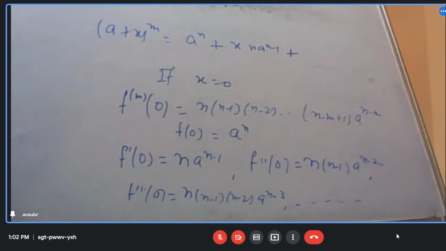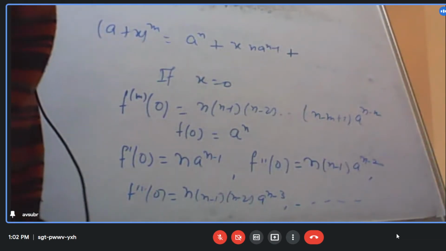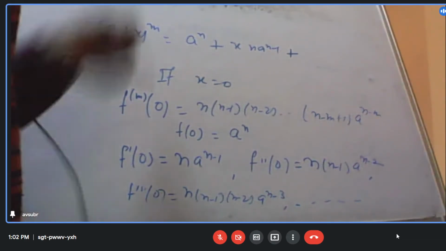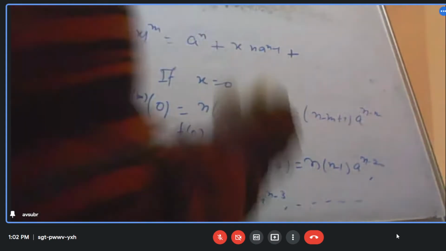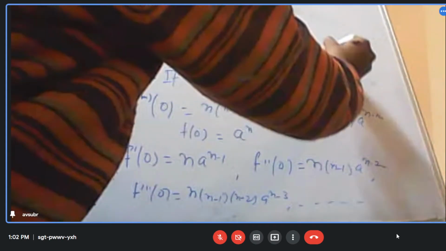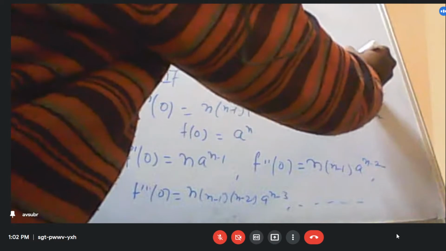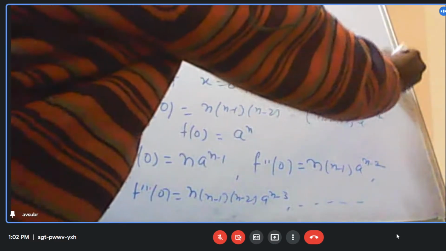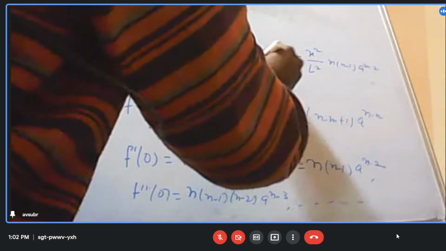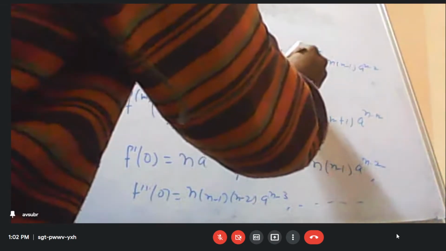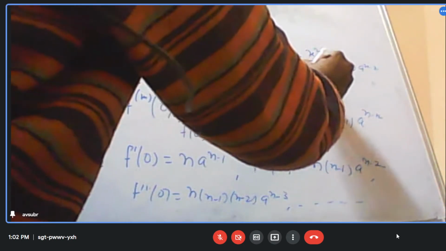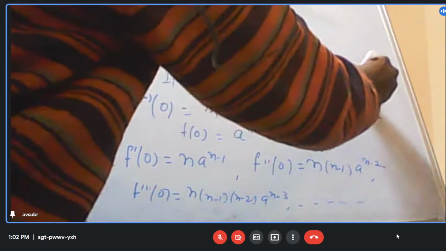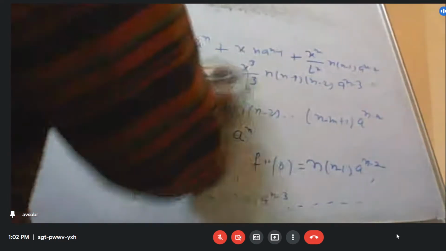So x into n into a to the power (n minus 1) plus x square by 2 factorial into n into (n minus 1) a to the power (n minus 2) plus x cube by 3 factorial into n into (n minus 1) into (n minus 2) a to the power (n minus 3), and so on and so forth. This will continue.